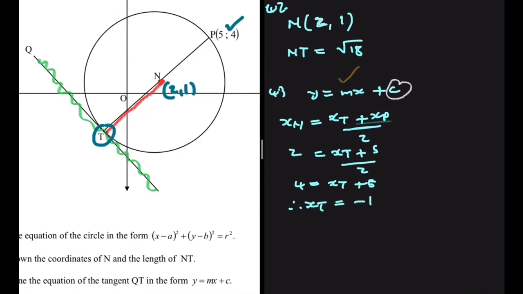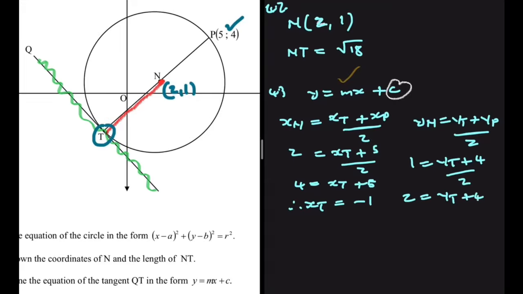Now we just need y of T. y of N is going to be equal to y of T plus y of P, divided by 2. What is y of N? That is 1. And then y of T is what we're interested in, y of P is 4, divided by 2. We cross multiply, we get 2 is equal to y of T plus 4. So y of T is equal to 2 minus 4, which is minus 2. So the coordinates of T are minus 1 and minus 2.